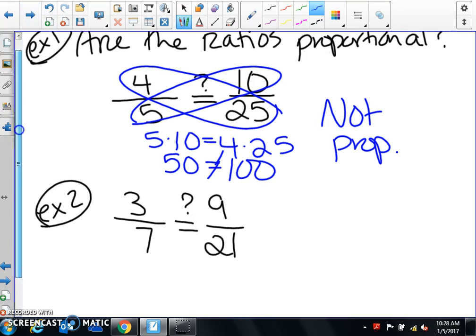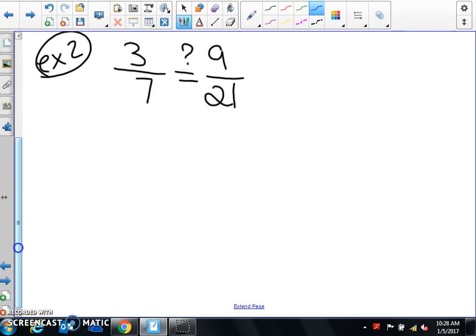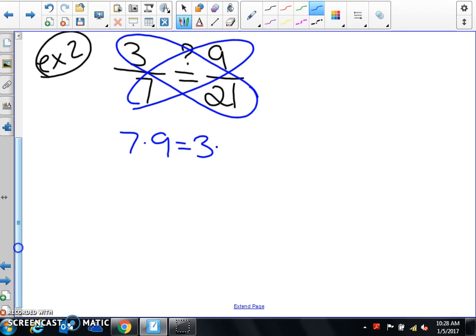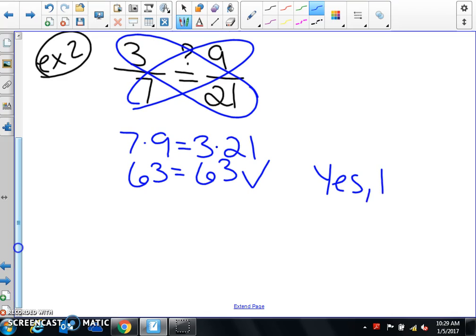Okay, let's try this one. We start by cross multiplying: 7 times 9, 3 times 21. 7 times 9 is 63. 3 times 21 is 63. 63 always equals 63, so yes, they are proportional. And of course, you can always use your calculator on this. Anything solving, we always get to use our calculator.